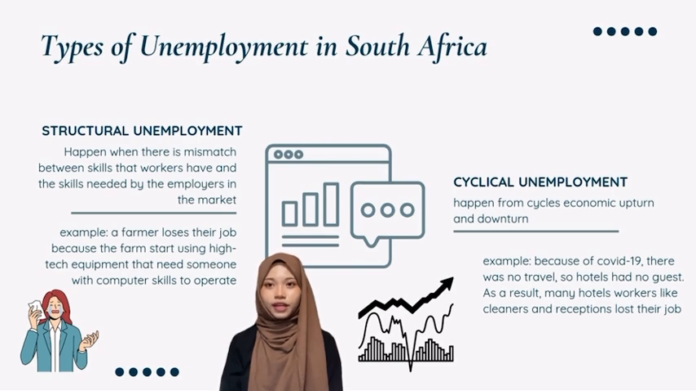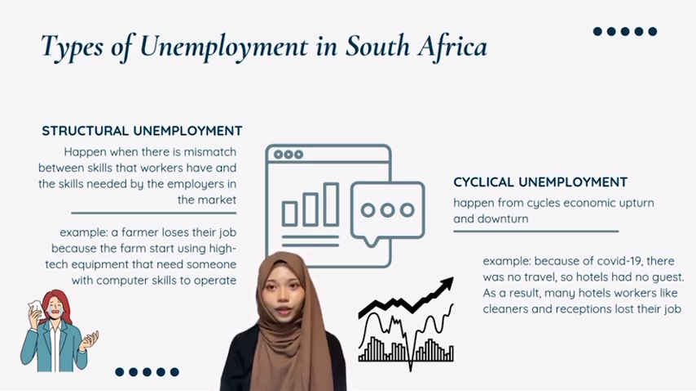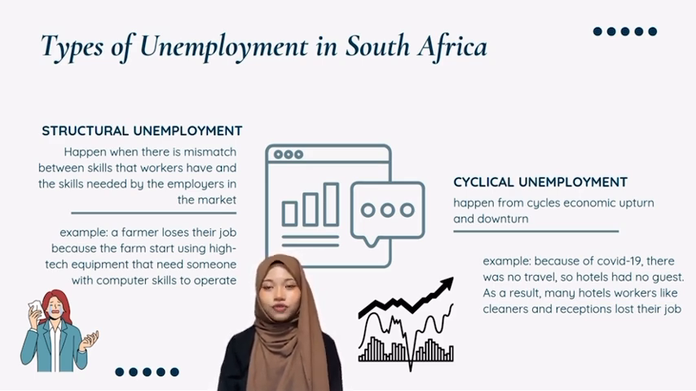Types of unemployment in South Africa. We have two types of unemployment. The first is structural unemployment and the second is cyclical unemployment. So what is structural unemployment? This happens when there is a mismatch between the skills that workers have and the skills needed by the employers in the market. For example, a farmer loses their job because the farm starts to use high technology that needs someone with computer skills to operate.